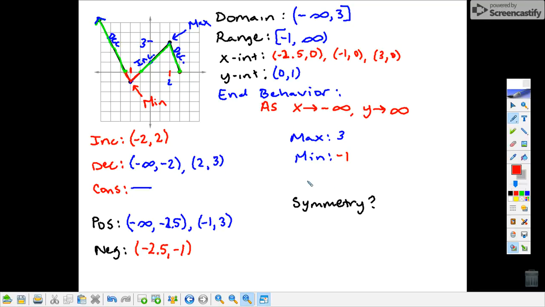Now symmetry, all I'm asking is is there origin symmetry? Is there x-axis or y-axis symmetry? And there actually isn't any of those. So you just say there's no symmetry and you're done with that. So that's just an example problem to help you with your homework.